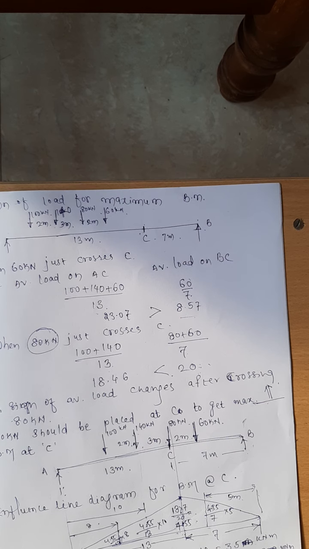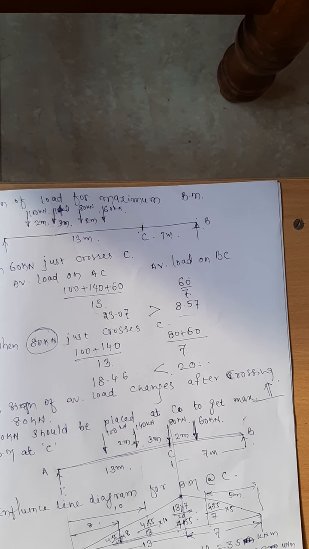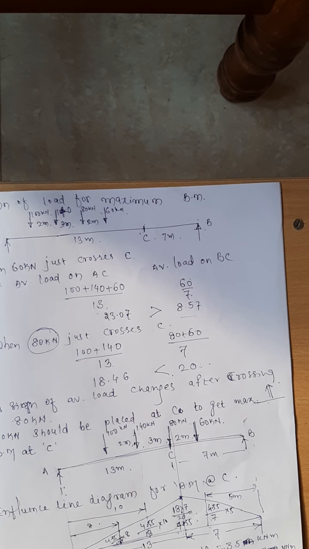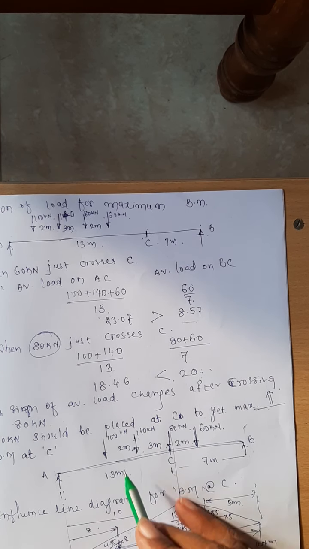Then finally, the maximum bending moment at the point C is equal to the load multiplied by the respective ordinate, which will give you the bending moment. 80 into 4.55 plus 140 into 3.5 plus 100 into 2.2 plus 60 into 3.25. You will get the maximum bending moment at C equal to 1269.